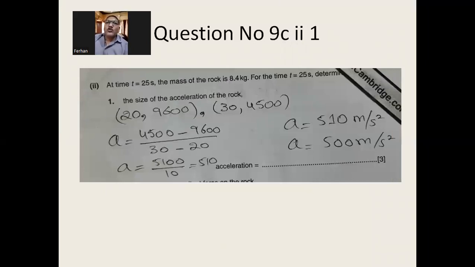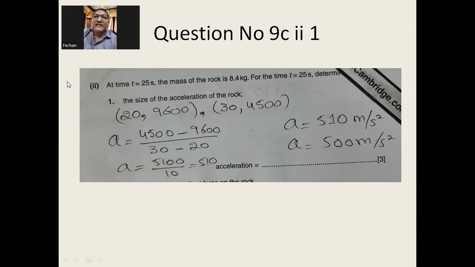So I have taken 2 points on that graph. One point is (20, 9600), and the other point is (30, 4500). I will find the gradient of this straight line, and that will be equal to the acceleration there. So it will be (4500 minus 9600) divided by (30 minus 20). So 5100 divided by 10 is equal to 510 meter per second square.